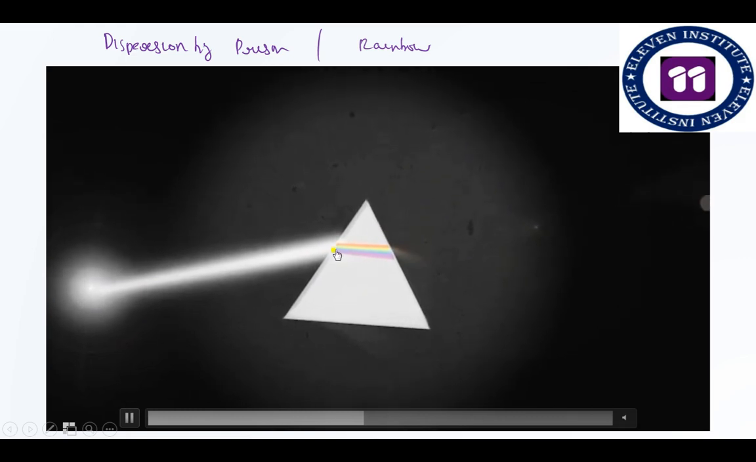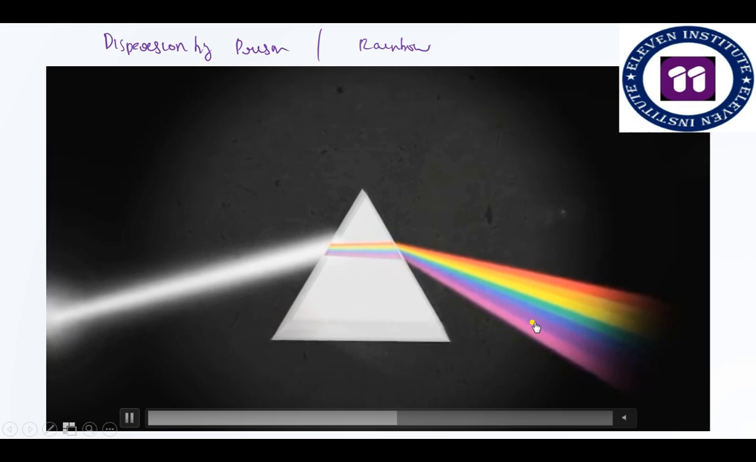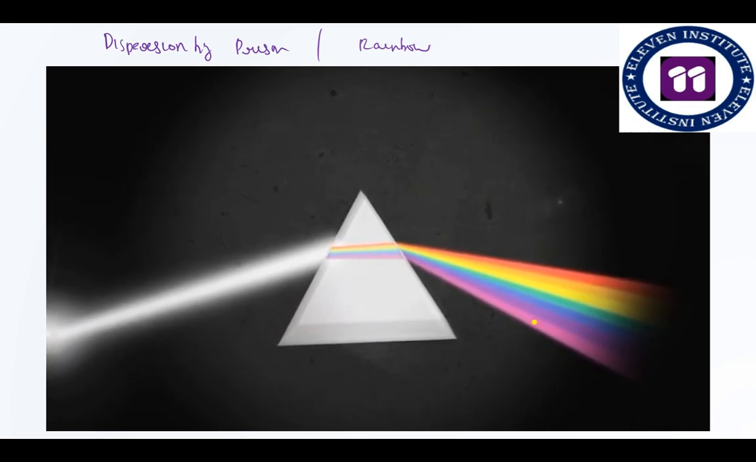Yes. This is dispersion and this is refraction. We get this band of color which is known as spectrum. This is dispersion. Fine.